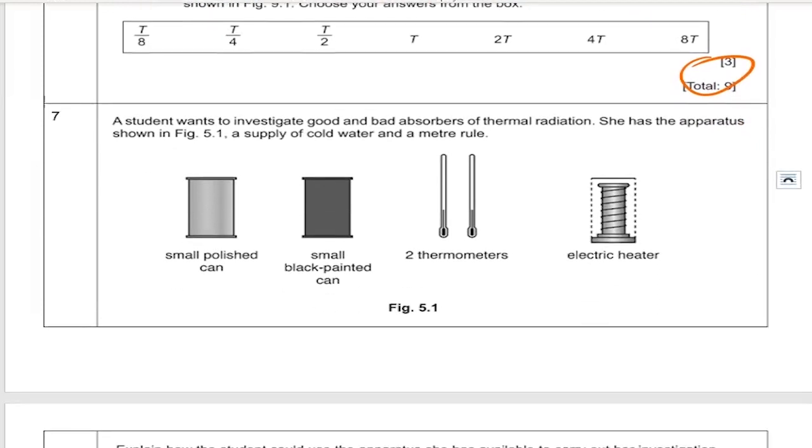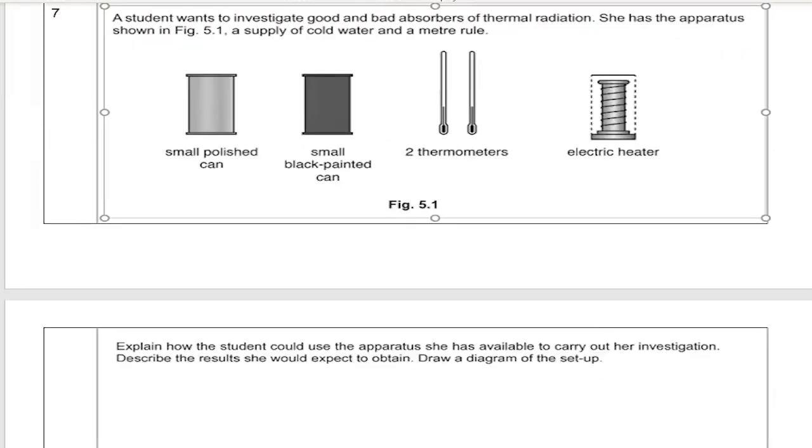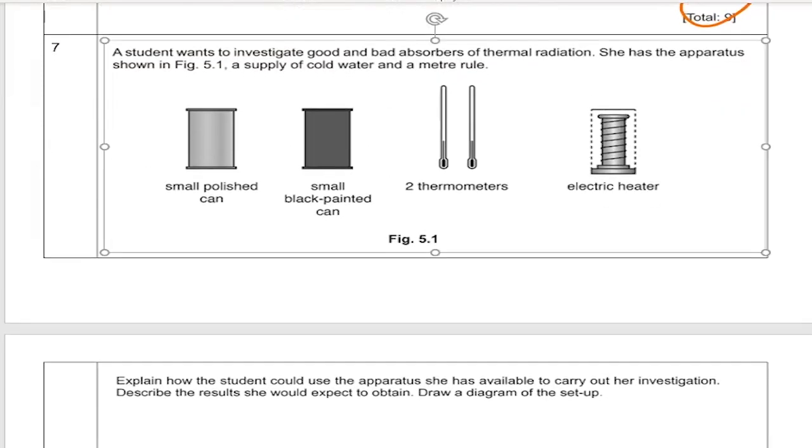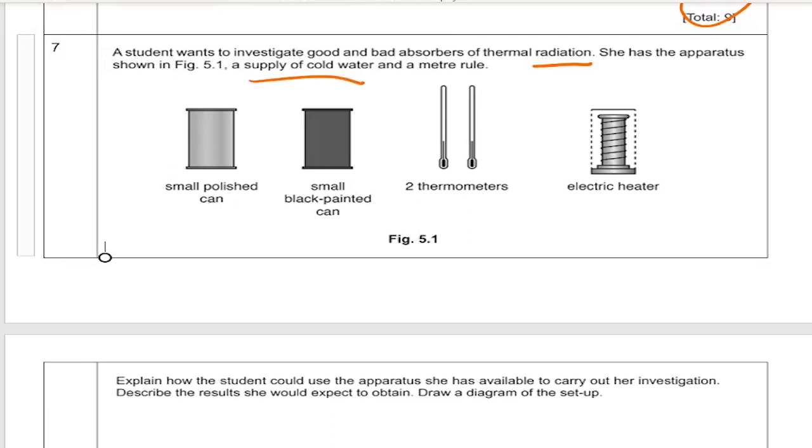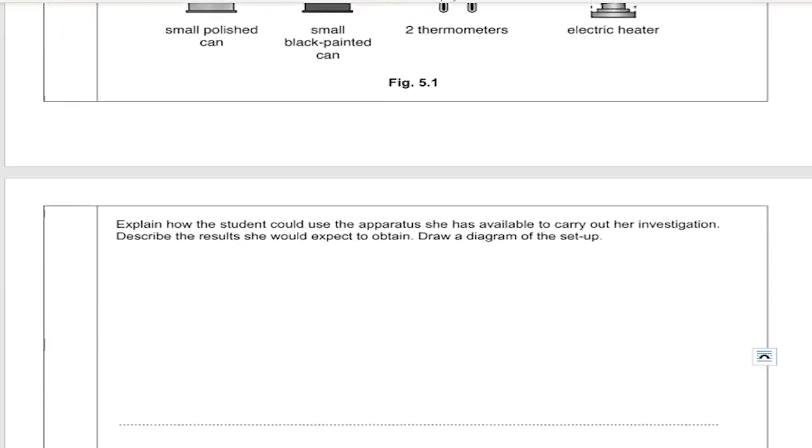Moving on to question number 7. Okay, so question 7, we've got a piece of apparatus and they're asking us, she wants to investigate good and bad absorbers of thermal, and key thing here, radiation. She has the apparatus, a supply of cold water, and a meter ruler. So we're going to think about why do we need the cold water, why do we need the meter ruler, and we're going to make sure this experiment is tailored towards radiation.